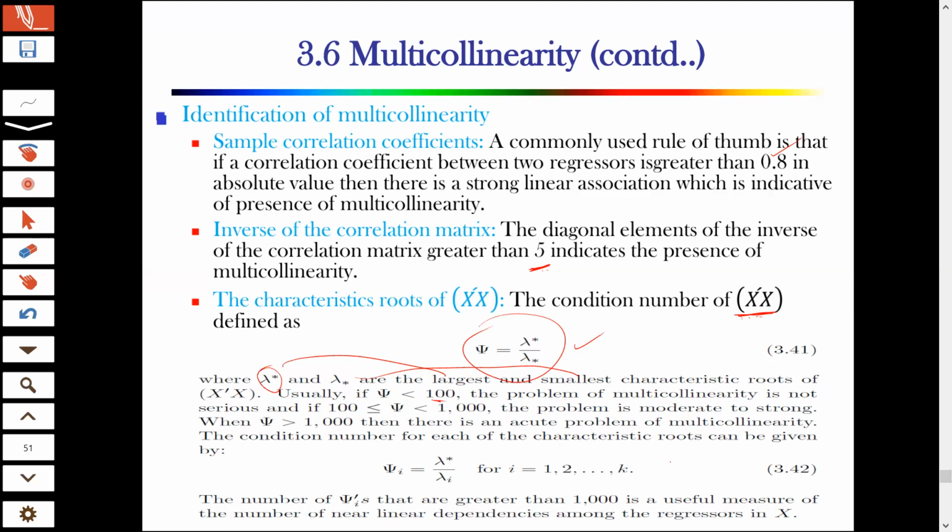The condition number for each of the characteristic roots can be defined this way. A condition number greater than 1000 is a useful measure of the number of near linear dependencies among the regressors in X. So I will show you in a minute how we can calculate that.